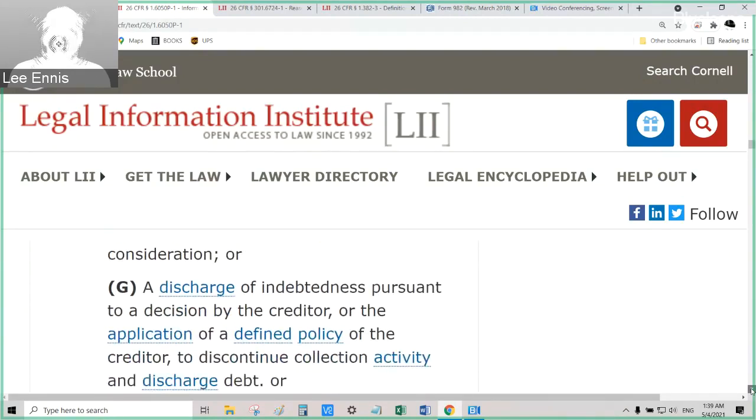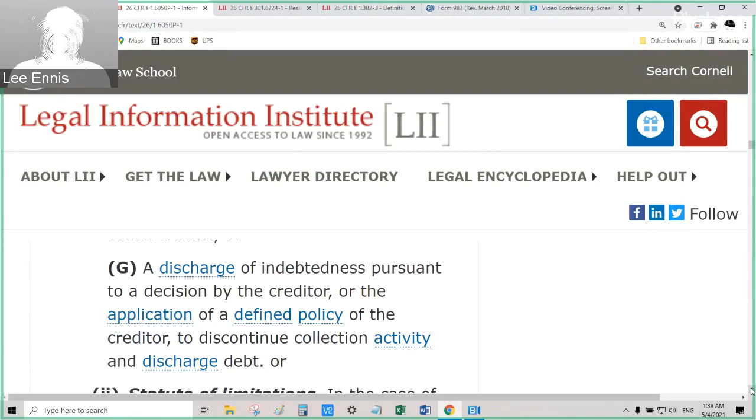There's also the discharge of indebtedness pursuant to a decision by the creditor or the application of a defined policy of the creditor to discontinue collection activity and discharge debt. This is the one that's most used, right? And the reason why is because what this says is that if you, the creditor, right, have a written policy, and again, it has to be a written policy that says that, you know what, if this person doesn't pay after a year, I'm just going to forgive the debt. Okay. Now, this written policy will not come up unless asked for by the IRS in the case of someone fighting this 1099-C, right? In that case, you will have to provide, like I said, a written policy that simply says that, if this person doesn't pay after a year, then I'm going to forgive the debt and issue this 1099-C.